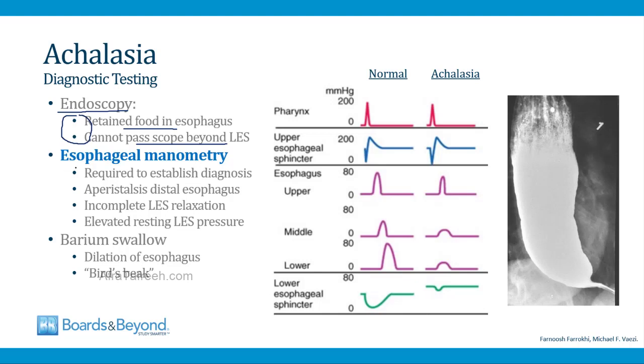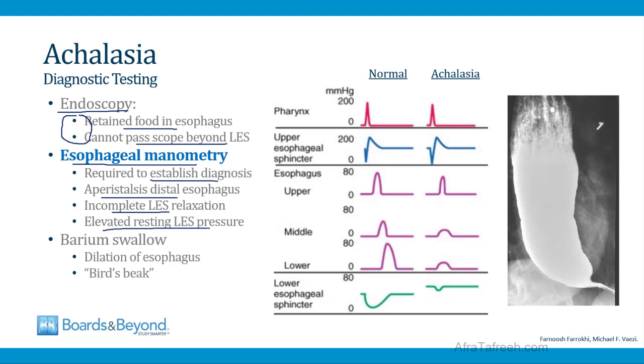After endoscopy, the test that's usually done is an esophageal manometry test. This is required to establish the diagnosis of achalasia. It will show a couple of findings that make the diagnosis of achalasia. First of all, there will be aperistalsis in the distal esophagus. This means that as you get closer to the lower esophageal sphincter, there will be a lack of peristaltic waves because the neurologic activity is missing. You also can see incomplete lower esophageal sphincter relaxation, and there can also be elevated resting lower esophageal sphincter pressure as well.